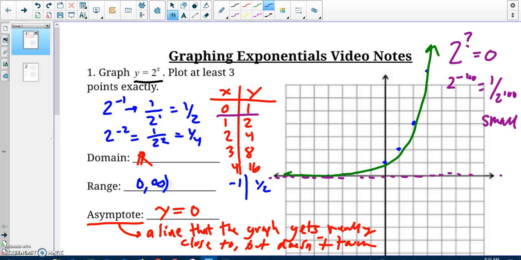It doesn't hit infinity, can't hit infinity. Does it hit 0? No. Okay, because of that asymptote idea. It never actually hits that line. It just gets really, really close to it. Okay, and that's what our exponential graph looks like, shooting off like that.